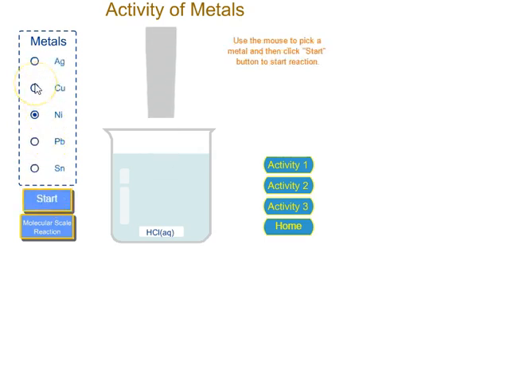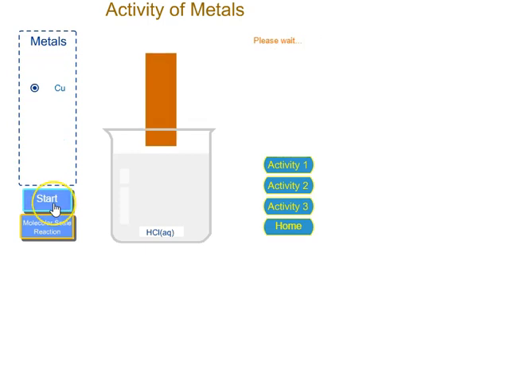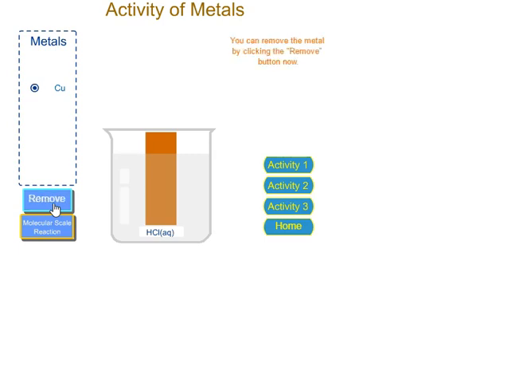All right, let's try copper. Place it into the acid. And we're waiting, just like we did with the others. But nothing ever happened. There's no reaction between copper and the acid. And that is because copper is not as reactive as those other metals. And we say it's less active, is the way that we would say that. So copper doesn't react with this acid.